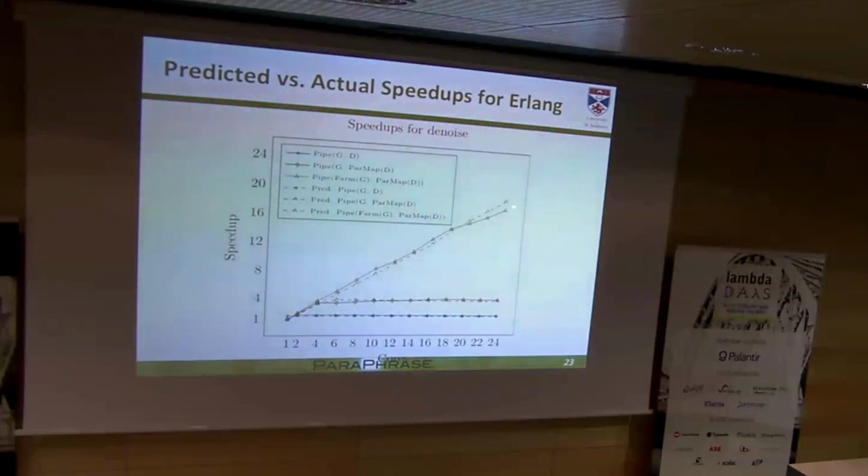And then this version here, the light brown color, is when we go to the final stage where we also put a farm in the first stage of the pipeline. And as you can see, this scales almost all the way up. So we get a speedup of about 18 on 24 cores, which is pretty good.